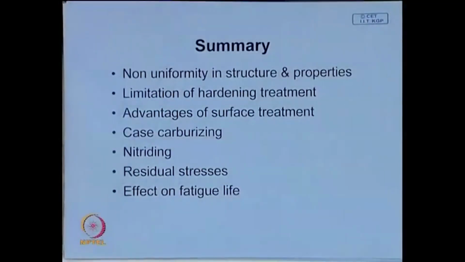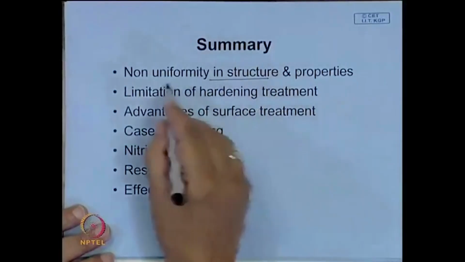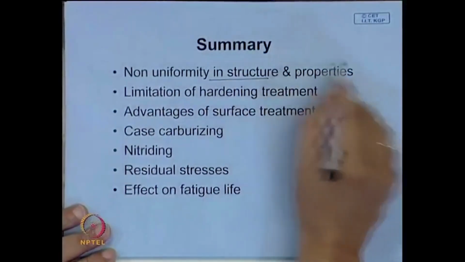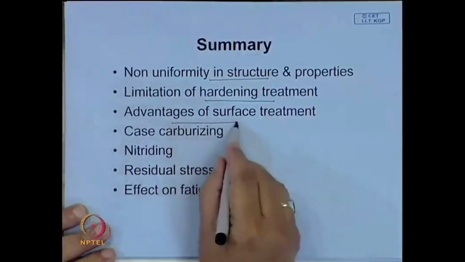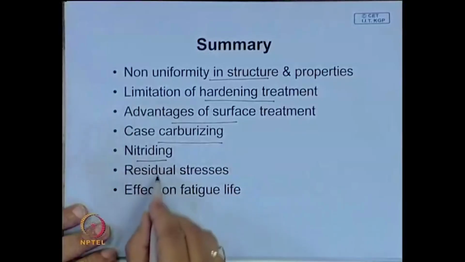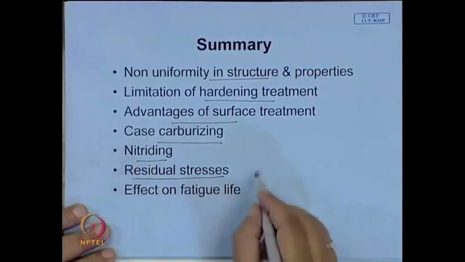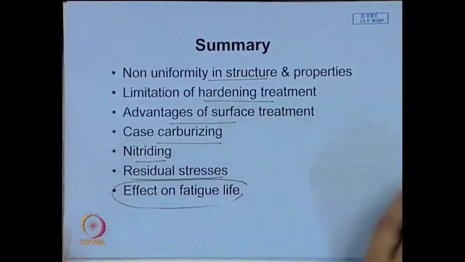So, to sum up, we have looked at the non-uniformity of structure and properties, limitations of hardening treatment, and advantages of surface hardening. We talked about case carburizing, nitriding, origin of residual stresses, and their effect on extending fatigue life. Thank you very much.